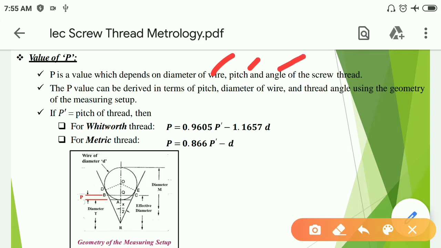The P value can be derived in terms of pitch, diameter of wire and thread angle using the geometry of measuring setups. If P prime is equal to the pitch of the thread, then for Whitworth thread P is equal to 0.9605 P prime minus 1.1657 d. For metric thread P is equal to 0.866 P prime minus d.